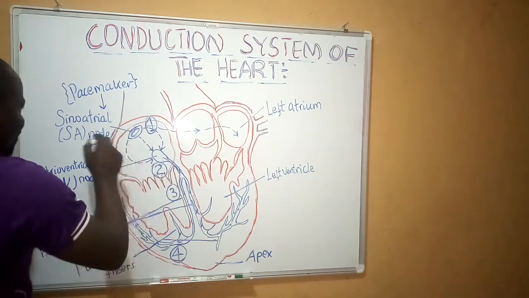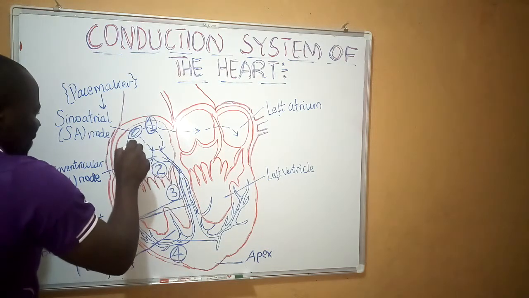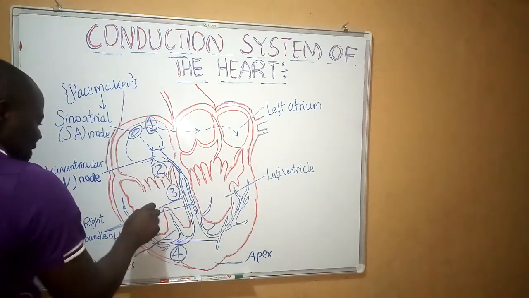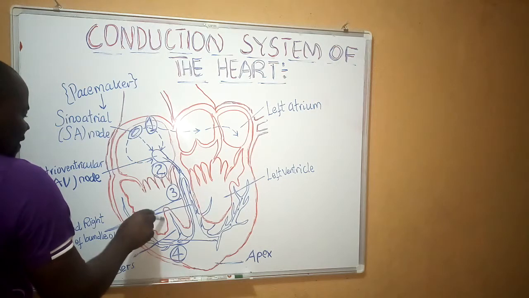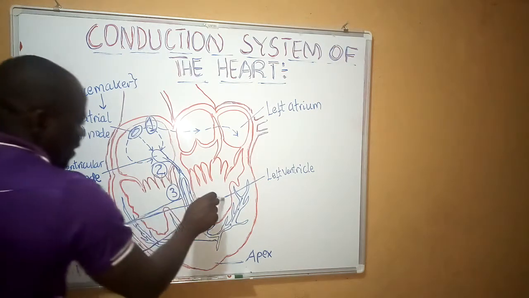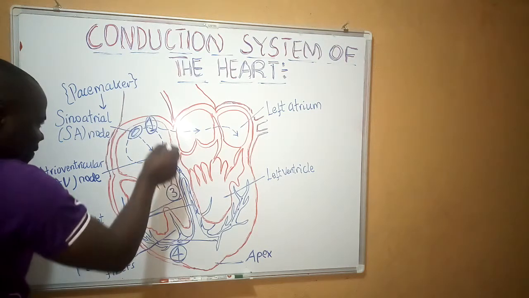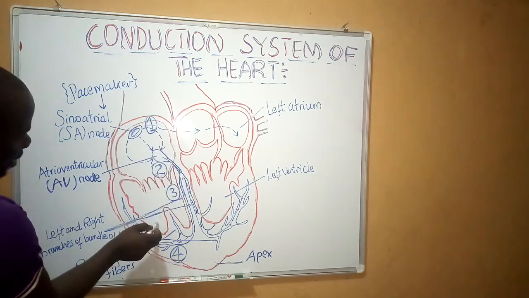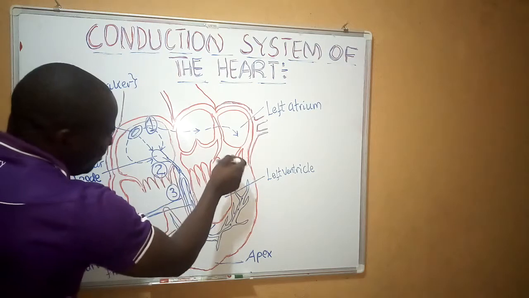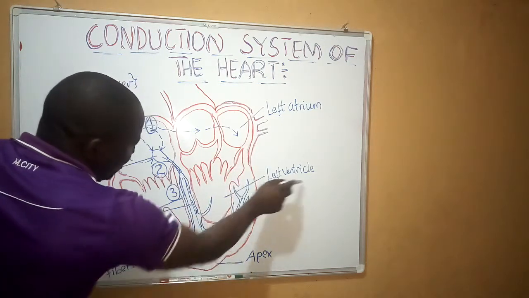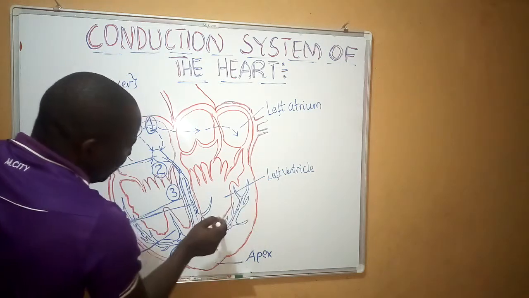Once blood flows from the right atrium and the left atrium and is pushed towards the right ventricle and left ventricle, the tricuspid valve opens and blood is poured inside the right ventricle, and once the bicuspid valve opens, the blood is poured into the left ventricle.